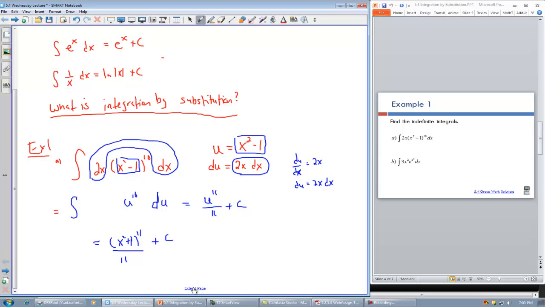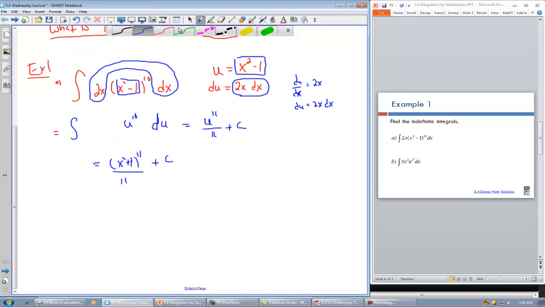Now let's do another one. Let's look at the next one and see if we can make sense of it. We have the integral of 3x squared e to the x cubed dx.